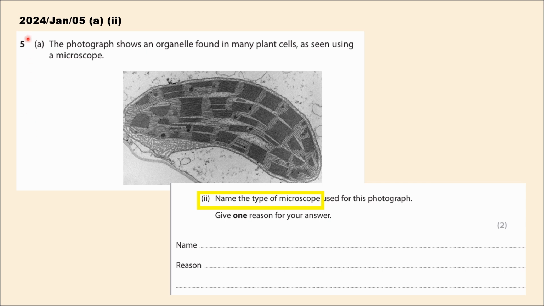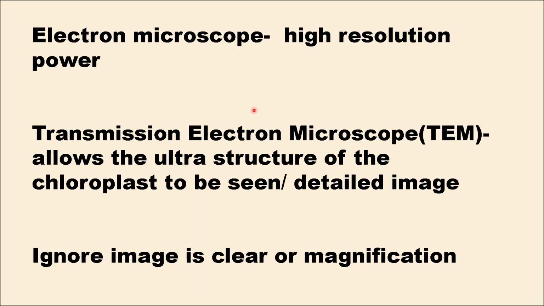And the next question is from 2024 January. And again, they have given a picture of a chloroplast. And with this fine detailed structure, you can identify that it has been viewed using an electron microscope. And the question is, name the type of microscope, and you have to provide one reason for your answer. So it's quite simple. If you write electron microscope, then your reason could be because of high resolution power.